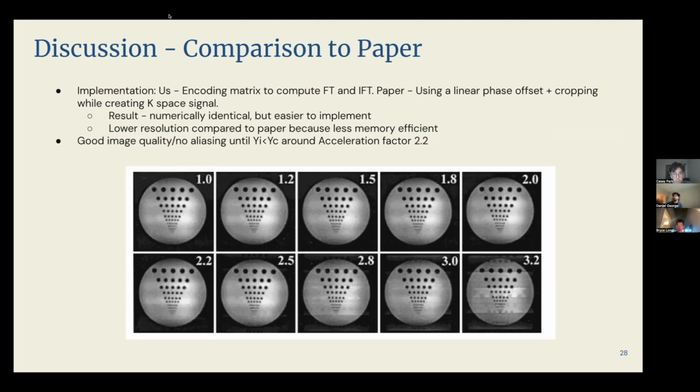Another comparison is on the image quality. In both our images and the paper's images, we see the signal sort of break down around 2.2, based on the coil profile. So we also see that around there, the image gets more aliasing.